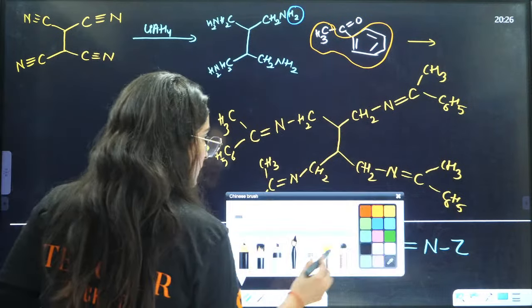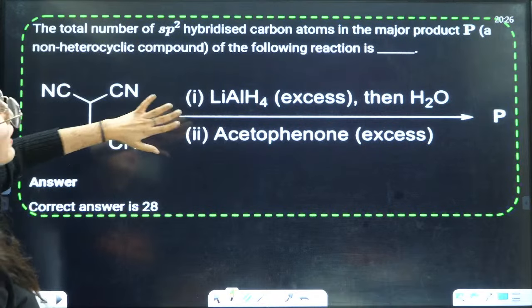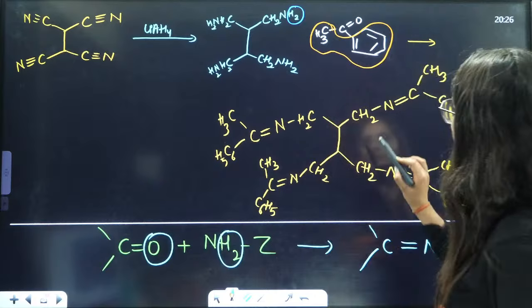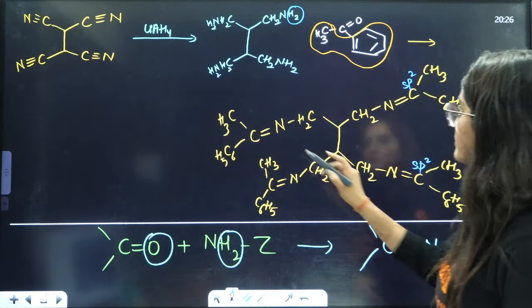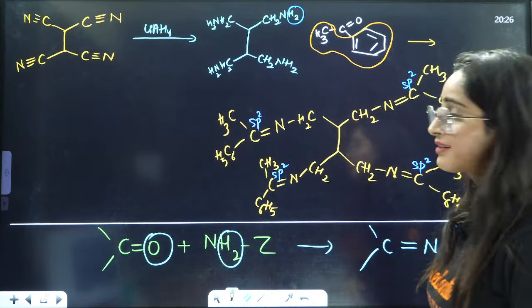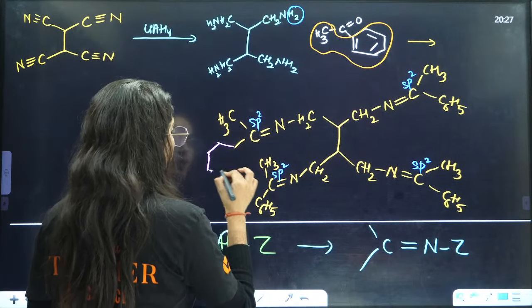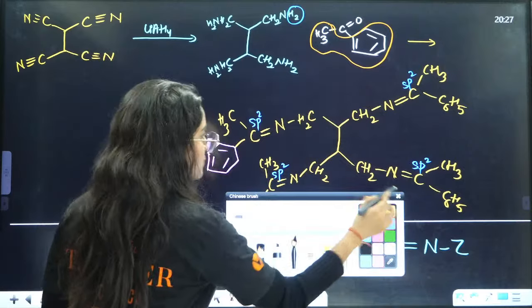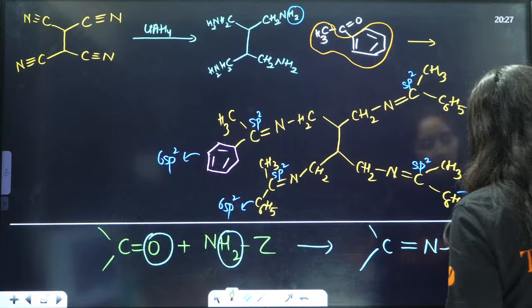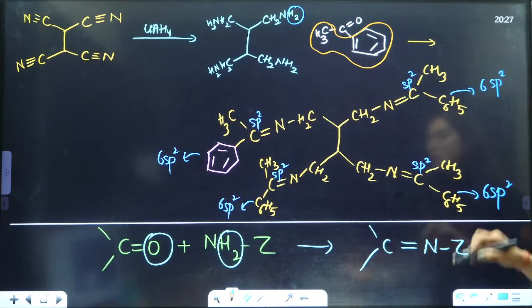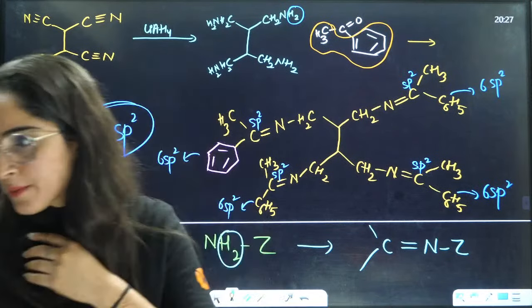Let us see what the correct answer was here. I think they have not given the options. The question asks for the total number of sp2 hybridized carbon atoms. Now tell me how many. This is sp2, this is sp2, this is sp2, this is sp2, this is sp2, this is sp2. Now, the important thing is that in this benzene ring that we have not drawn here, you will have 6 sp2. Here also 6 sp2, here also 6 sp2, and here also 6 sp2, because each carbon will be sp2. So 6, 12, 18, 24, plus 4, that is 28 sp2 hybridized carbons.